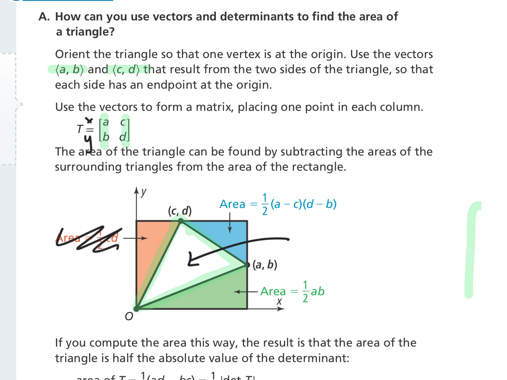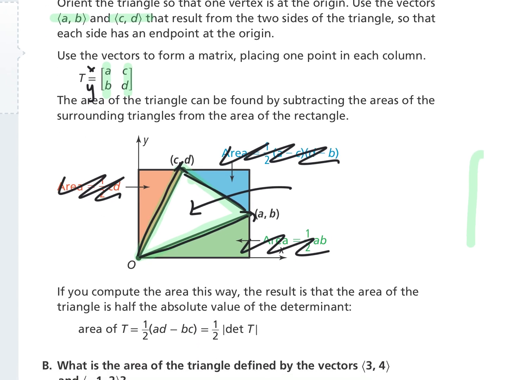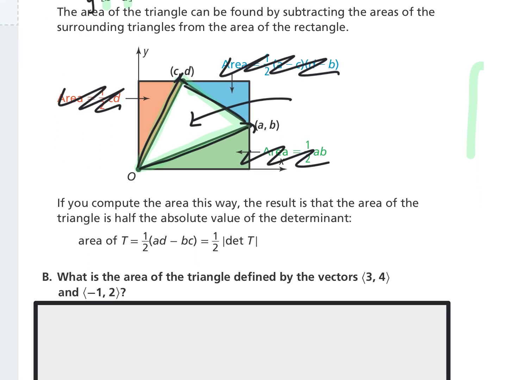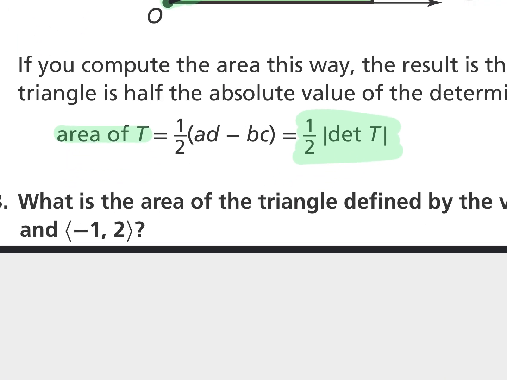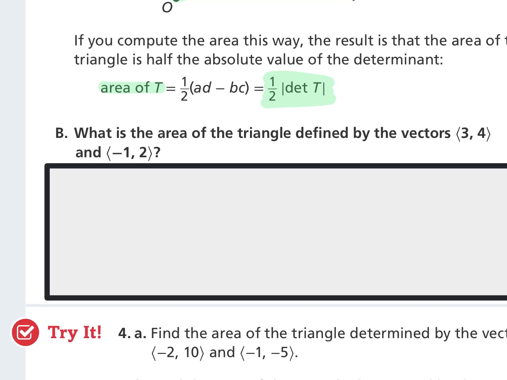You do not need to pay attention to these other formulas or even draw them necessarily, but I would maybe draw this diagram. And so what we see with vectors is that we can find the area by this formula down here, and that is the area of the triangle is equal to 1/2 times the determinant of that matrix that we created. All right, so let's do an example of that.